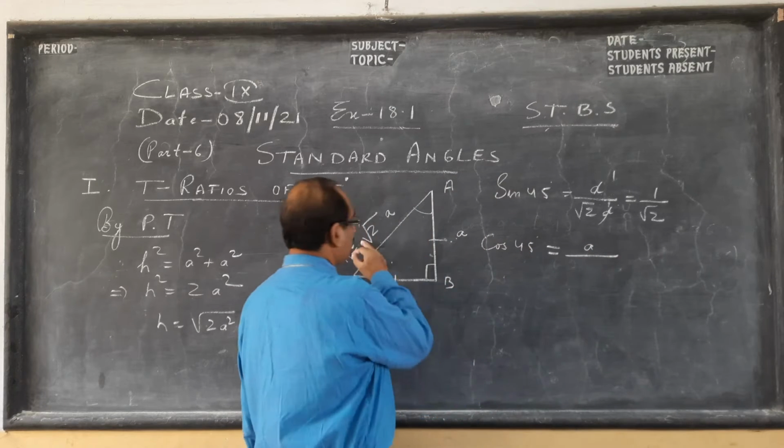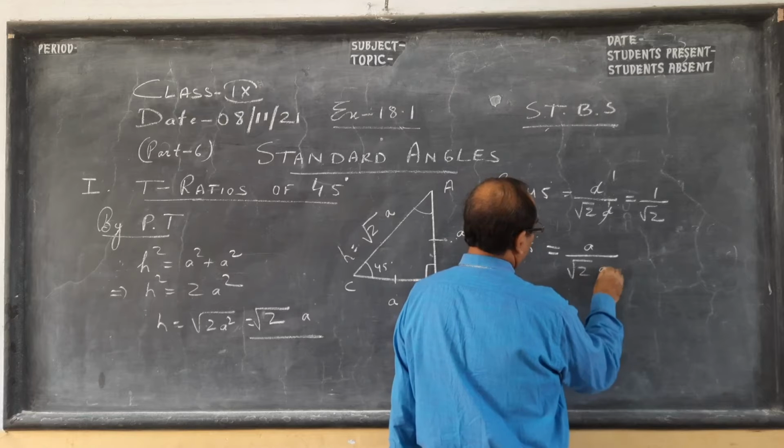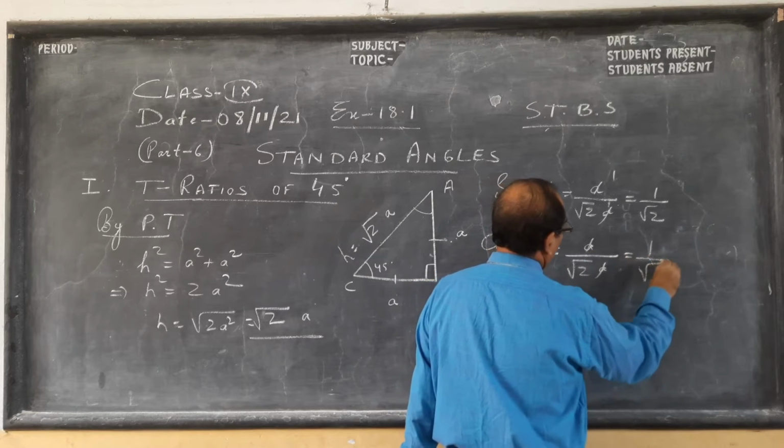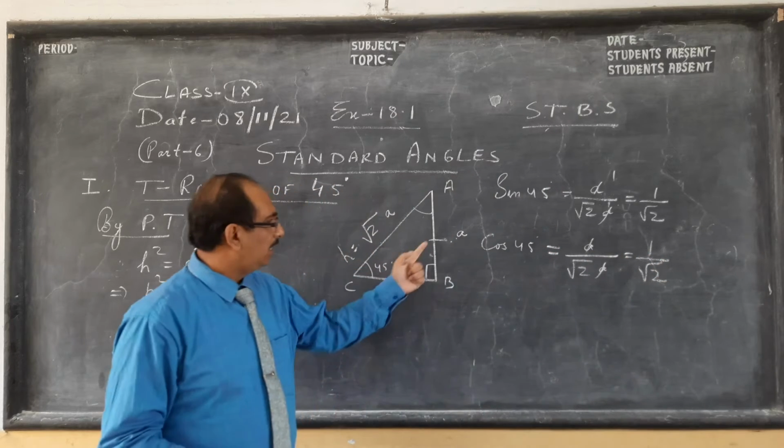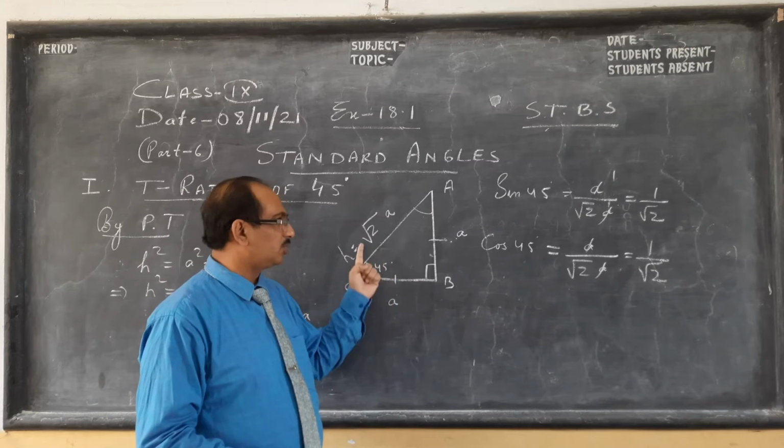This is a, children. This is root 2a. So we cancel here also, we get 1 by root 2. So sine 45 is 1 by root 2. Cos 45 is also 1 by root 2.